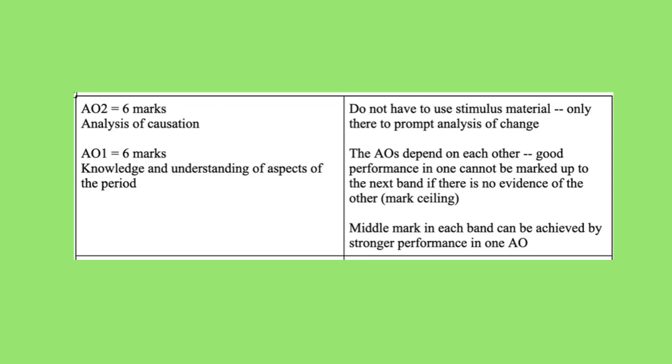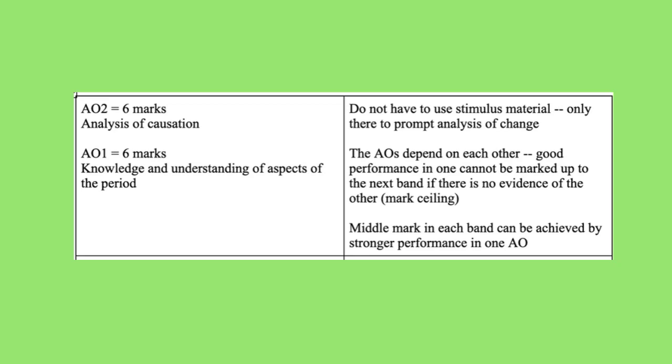The other 6 marks will be awarded for AO1, and that is for your knowledge and understanding of aspects of the period. So that's your opportunity to bring in evidence from the stuff that you already know to show the examiner that you know the topic really well. Now it's important to note that you are given 2 stimulus points in the question. You're more than welcome to use those in your answer. You don't have to, but you can.